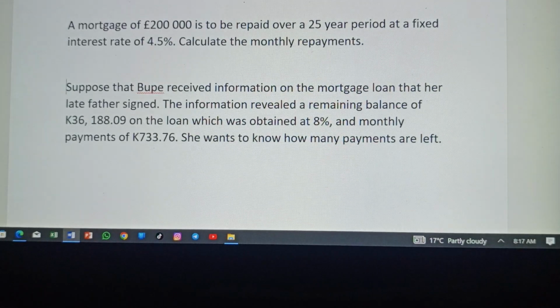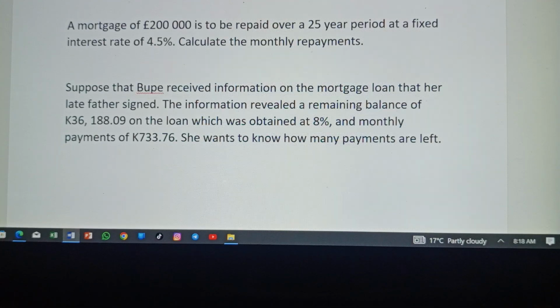The first one reads: a mortgage of 200,000 is to be repaid over a period of 25 years at a fixed interest of 4.5%. The second one says, suppose that Wupe received information on the mortgage loan that a late father signed. So we'll start first by solving the first one, and we apply the formula.